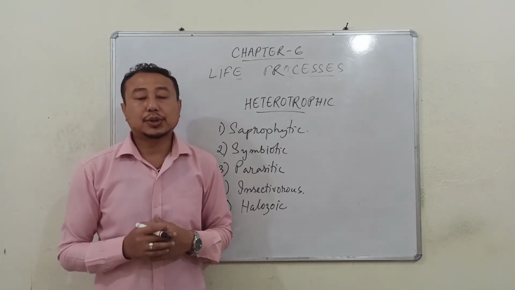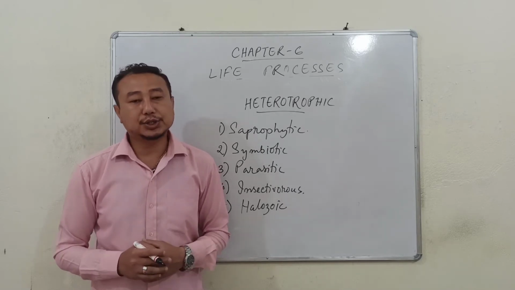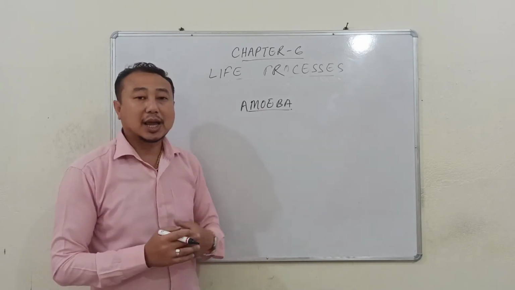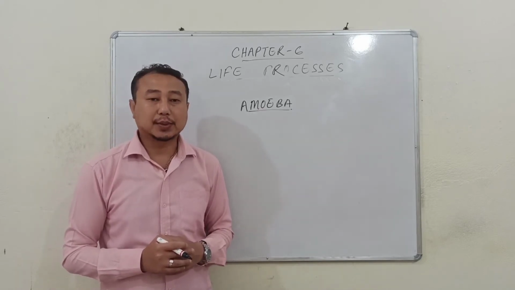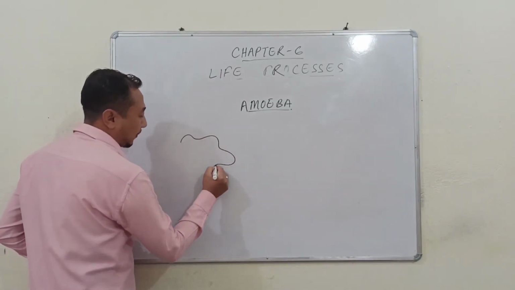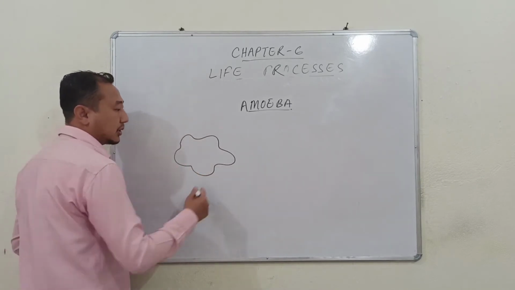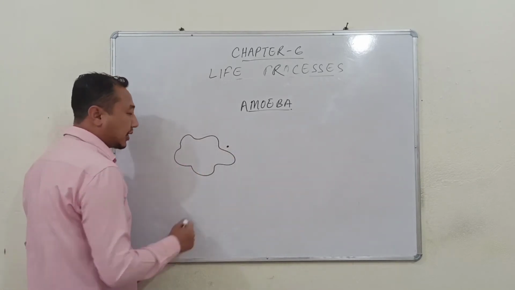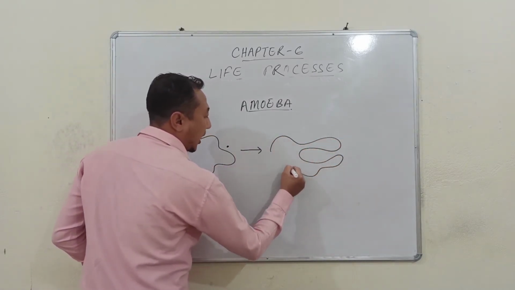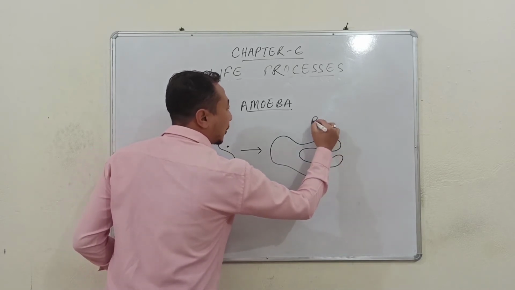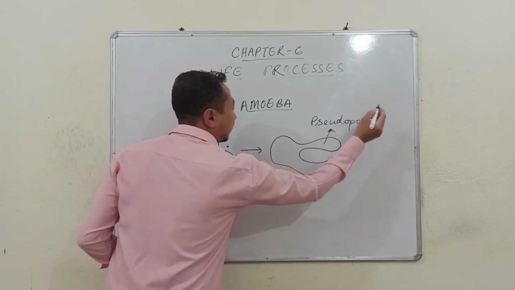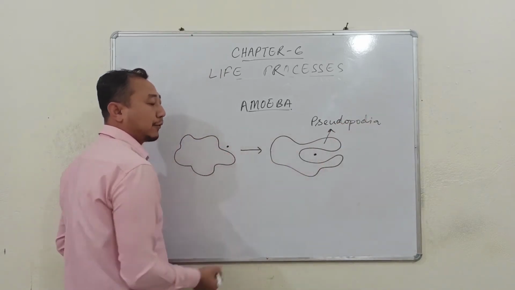Now let's come to the nutrition process performed by some unicellular organisms. The unicellular organism that we are going to discuss now is known as amoeba. Amoeba is an aquatic organism which has an irregular body structure. So when this amoeba, which is present in the water, comes near to a food material, at that time the amoeba changes its body structure and develops an outgrowth which is known as pseudopodia. This pseudopodia engulfs the food material.